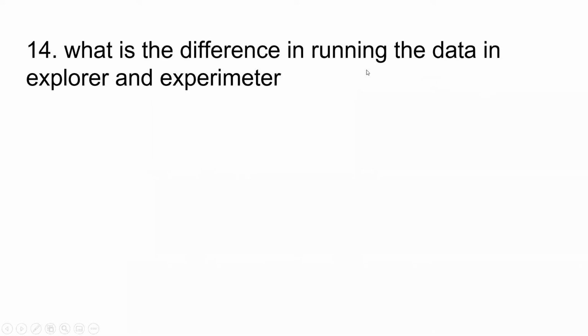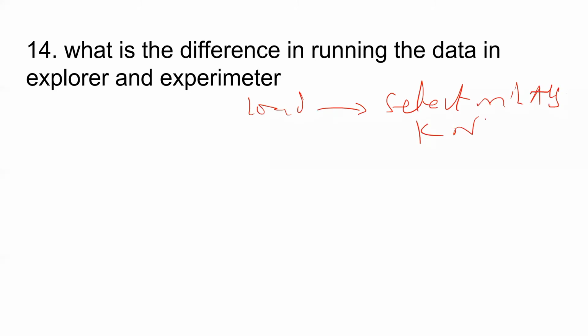What is the difference between running the data in Explorer and Experimenter? Okay, well, running the data in Explorer is the simple one where you do the direct experiment. As I've said, you just load your data and then you select a machine learning algorithm like K nearest neighbor, and then you run it. Click, the model is generated already.